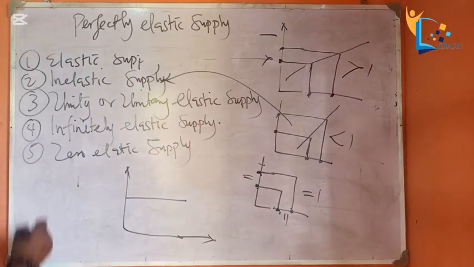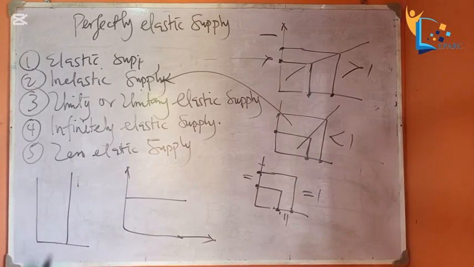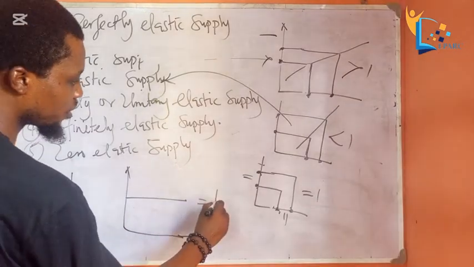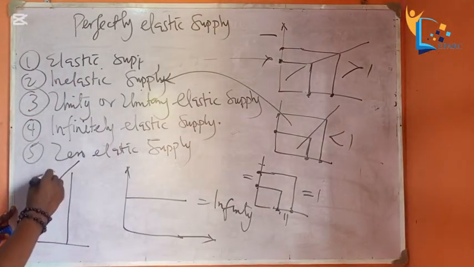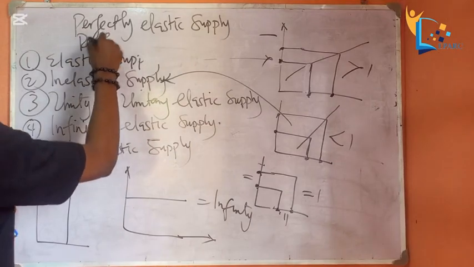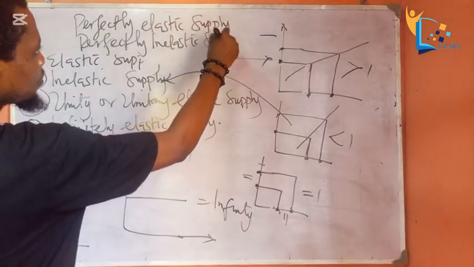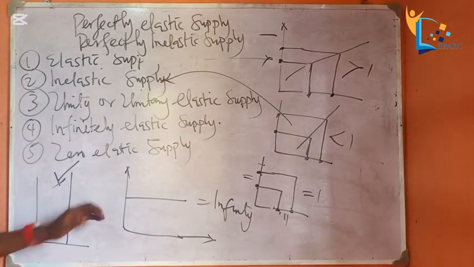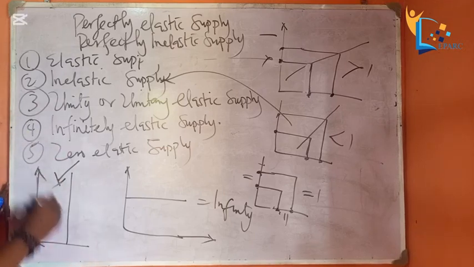When we talk about zero elastic, it is the same commodity at different prices. The same commodity is supplied at different prices. This is equal to infinity. This one is what we call the zero elasticity of supply, or perfectly inelastic supply. In this case, the same commodities are supplied regardless of the change in the price.